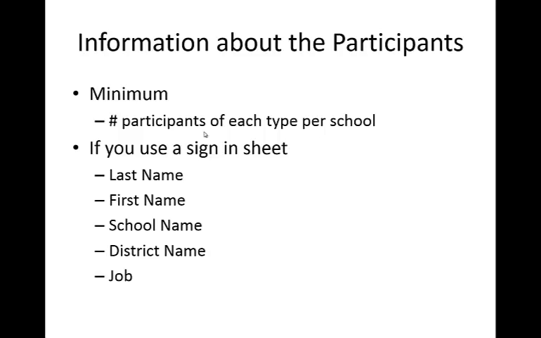If I do a presentation at a conference with 60 people, or I do a presentation in a region that was open to everyone with 50 people there, and they're all from different schools, and I have to go through and sort out all the different job types in the different schools, that's a lot of work. Many of us, though, use sign-in sheets, and if you use a sign-in sheet, you can just give us a sign-in sheet that has the last name, first name, school name, district name, and job. It can have additional information on there as well. That's the 5 fields that we keep in the tool to track.